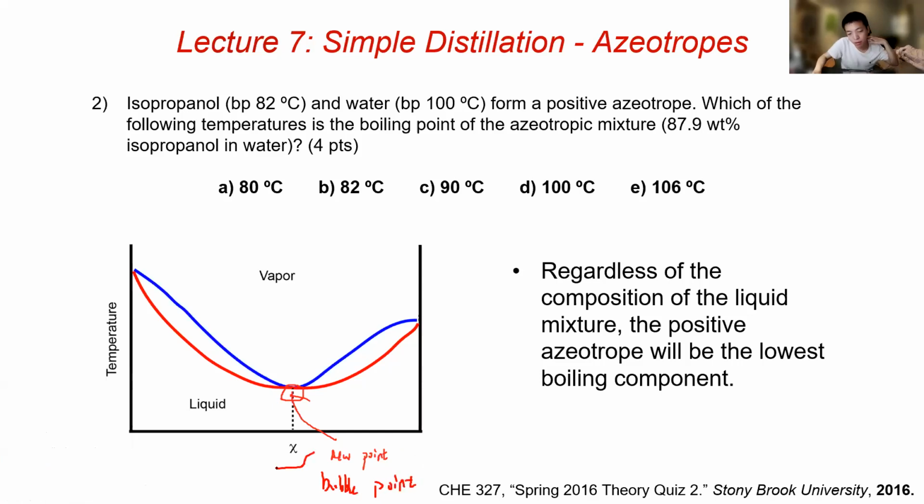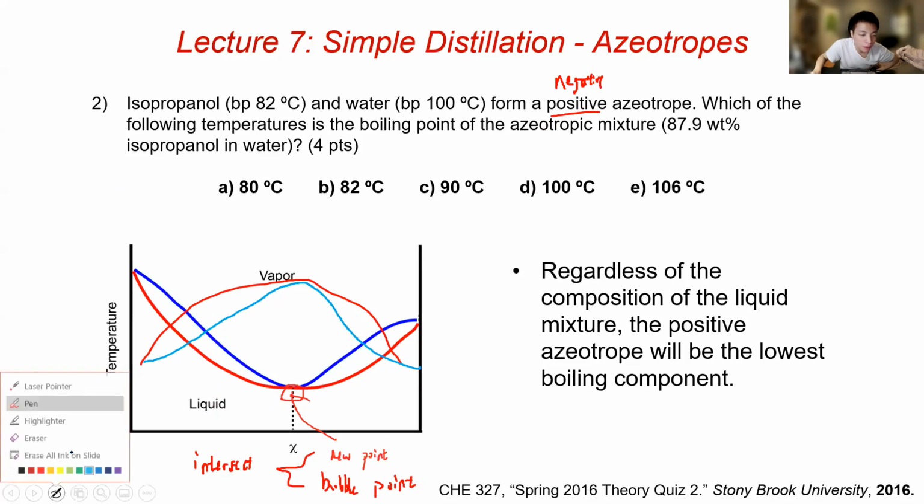The intersection is the positive azeotrope, which is the lowest point. If he asks about negative, it's basically the reverse. You should be somewhere at the top, and that one will be your negative azeotrope. And that one's PA.